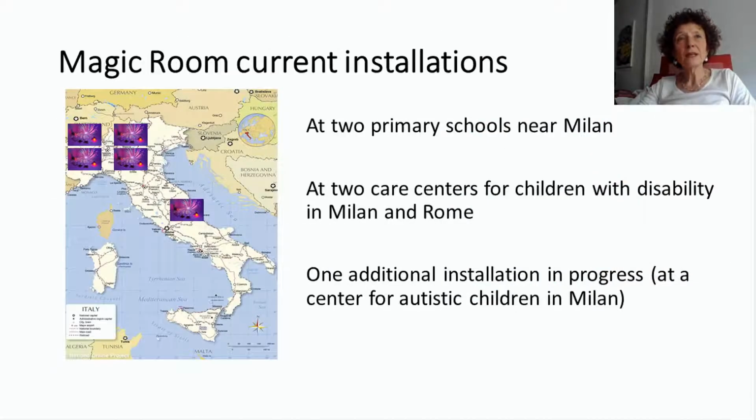The Magic Room is currently installed in 4 locations: 2 primary schools near Milan and 2 care centers for children with disability in Milan and Rome. One additional installation at a Center for Autistic Children in Milan is in progress and will be completed as soon as possible depending on the current outbreak. The following video describes the Magic Room installed at one of our local primary schools.